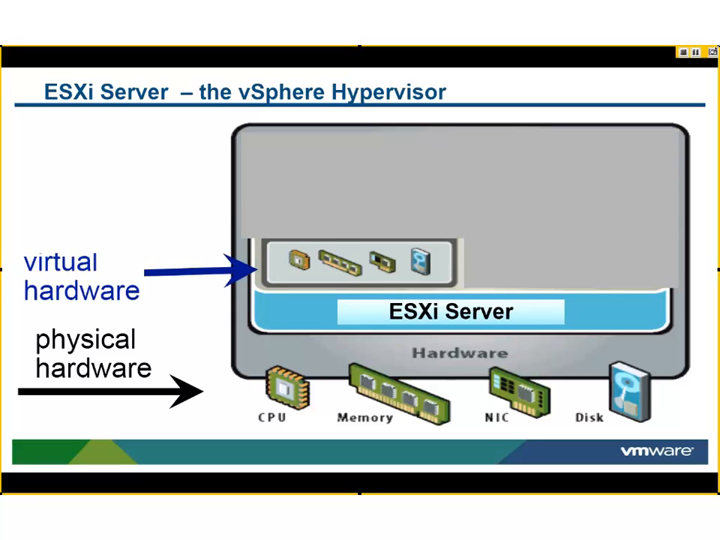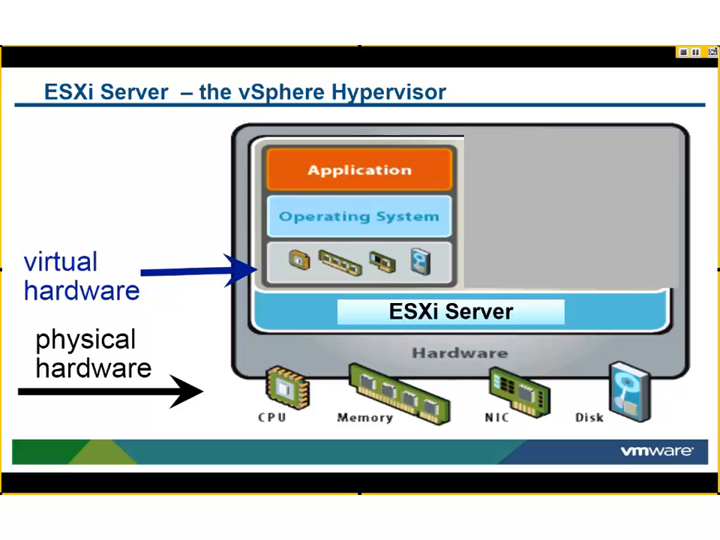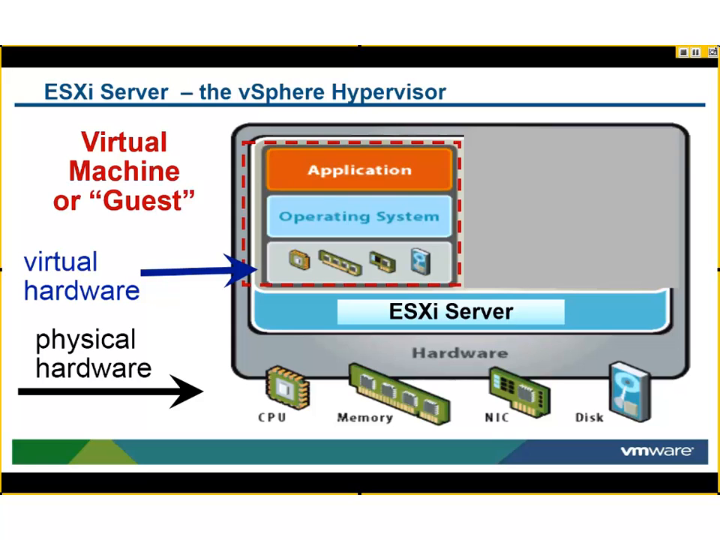Well, ESXi lets you create a set of virtual hardware. And onto that virtual hardware, you install an operating system and whatever application you want to run on that operating system. And at VMware, we refer to this virtual hardware particularly as a virtual machine, and this operating system as a guest operating system, although those terms are a little fuzzy. Sometimes virtual machine refers to the whole thing, sometimes guest refers to the whole thing.